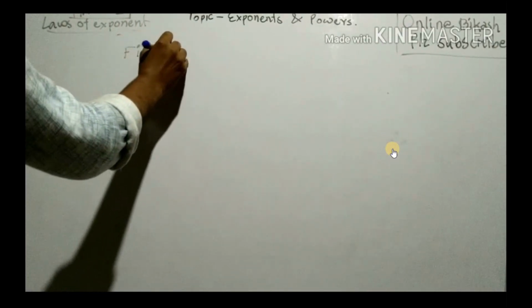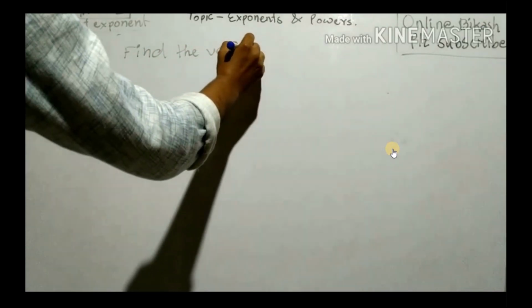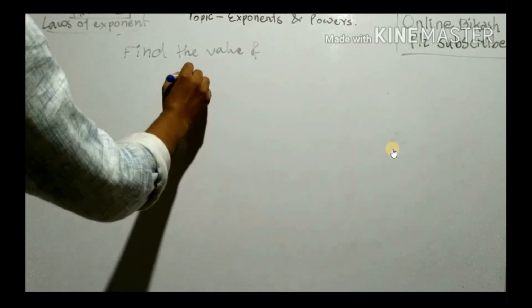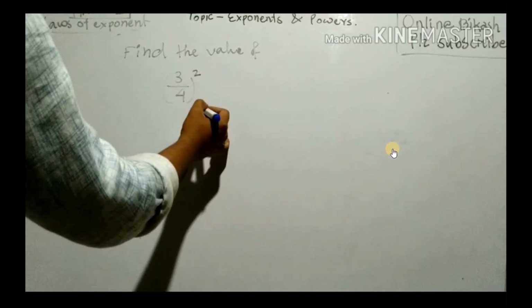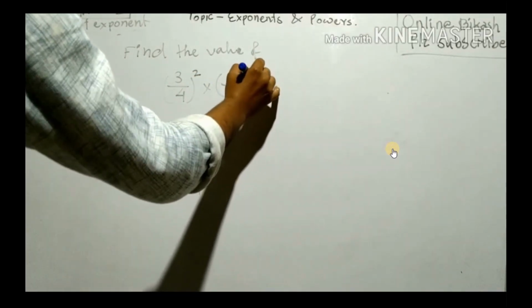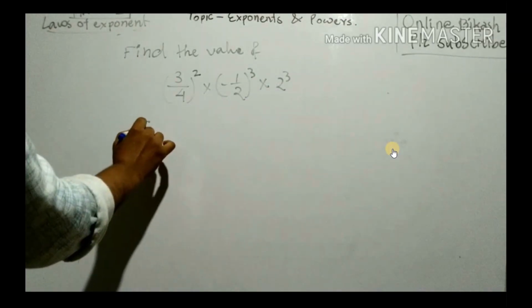Now, find another type of question. Find the value of the following: (3/4) whole squared into (-1/2) whole cubed into 2 cubed.